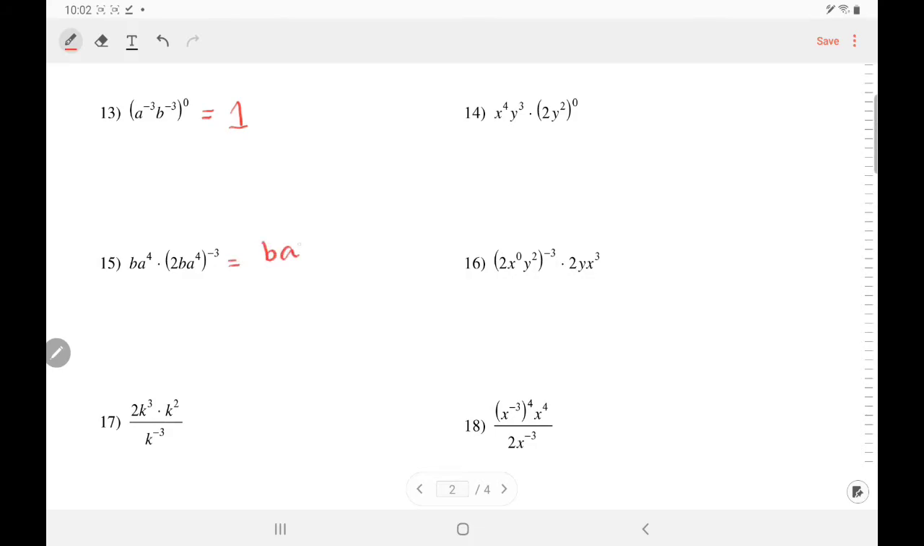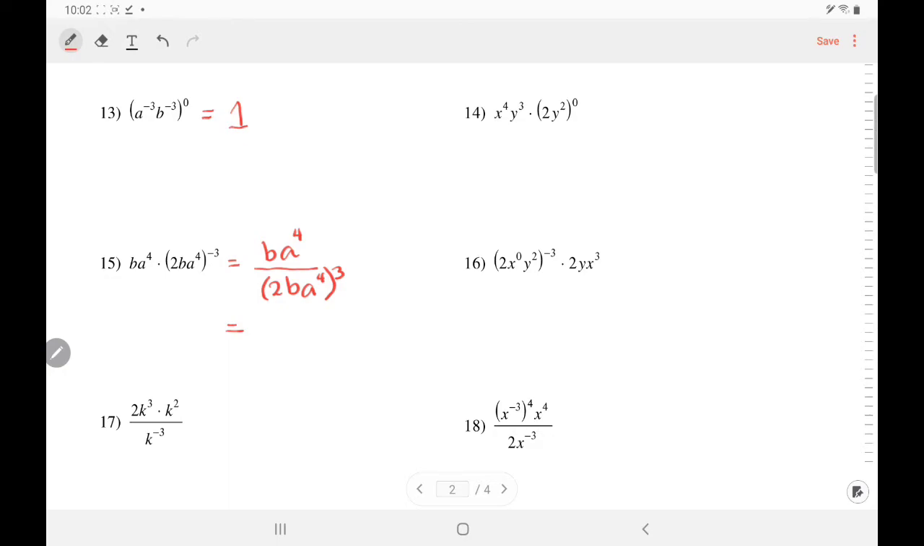Number 15. BA to the 4th is just sitting there minding its own business. But this parenthesis has a negative exponent. It is moving to the bottom. The whole parenthesis goes 2BA to the 4th. Once it's moved, the negative is gone. It's just to the 3rd power.